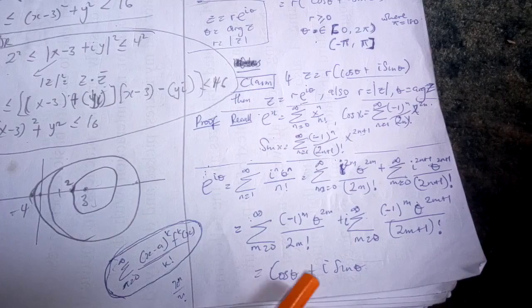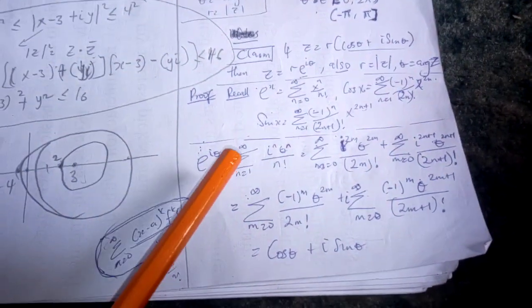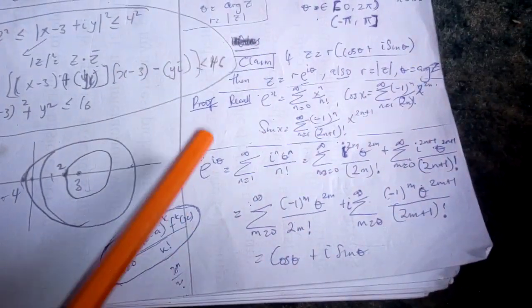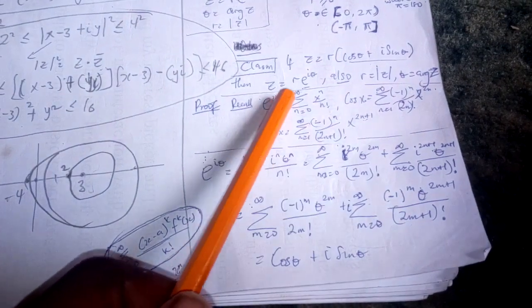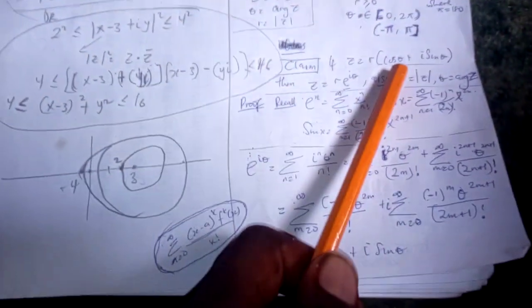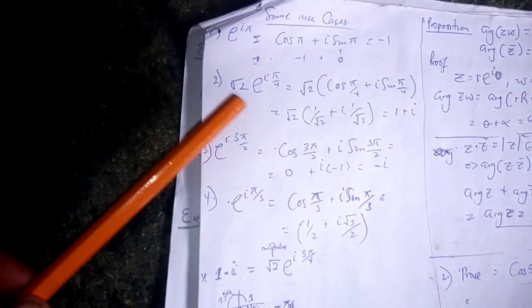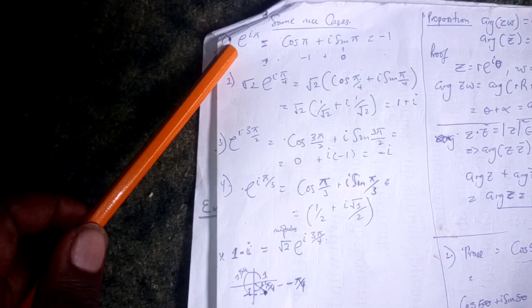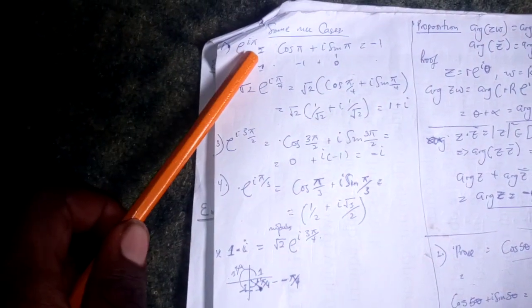So when you add your r, you see that it's the same thing. So we can easily say that what? You can even say that this one is equal to this, and this one is equal to what? This one also. Do you get it now? Now let's look at some nice cases of what? E to the I pi. Now e to the I theta.